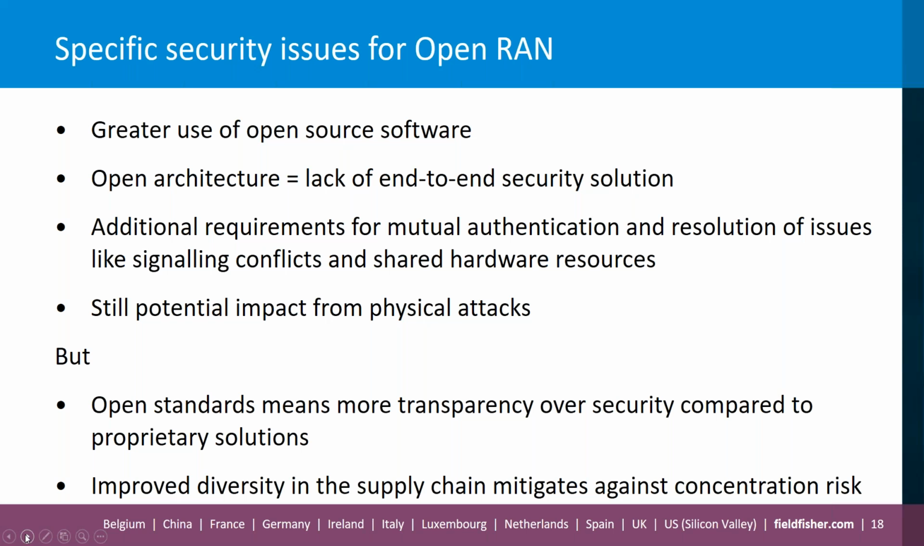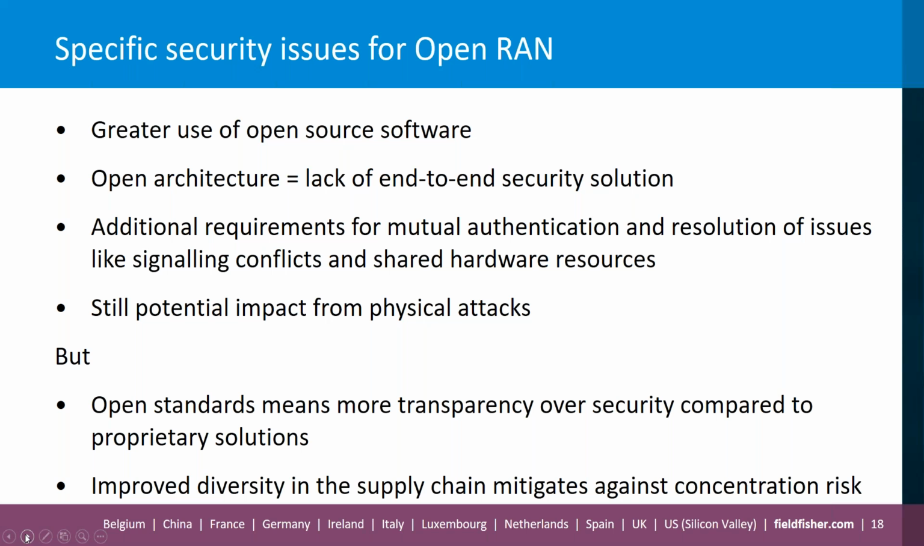There are also specific elements of architecture and design with Open RAN which give rise to additional issues. So with multiple vendors supplying different parts of the network, there needs to be standards around mutual authentication, resolution of signaling conflicts which can be exploited by attackers, and sharing of hardware resources for different software applications can create its own threats. And much of this is not exclusive.